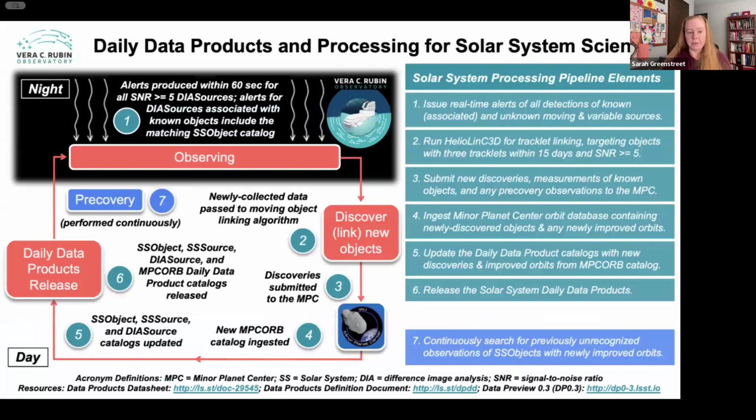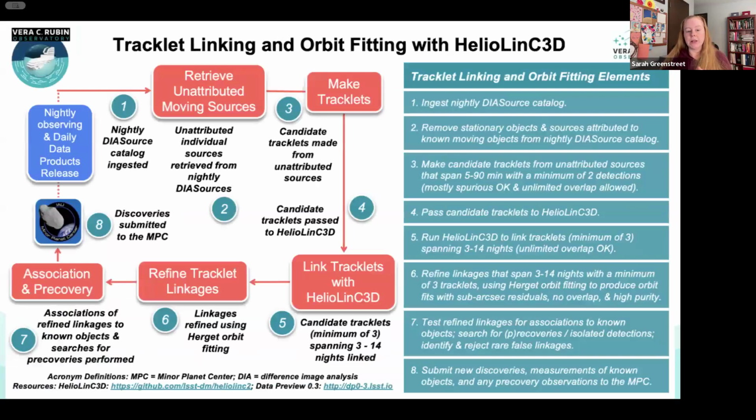Some of the information I don't have time to go over are the daily data products, how these daily data products are produced, as well as how the solar system processing pipeline works. This infographic, along with a larger text description for how this pipeline and these data products work, can be found at the DP0.3 website, as well as information about how tracklet linking and orbit fitting will actually work within the solar system processing pipeline. So again, if you would like to know more information about all of this, we encourage you to go to the DP0.3 website and check out all this information.